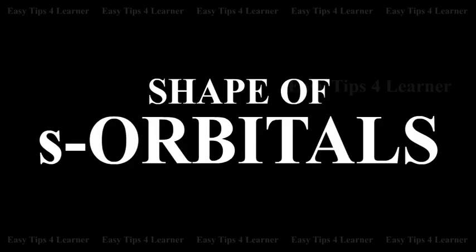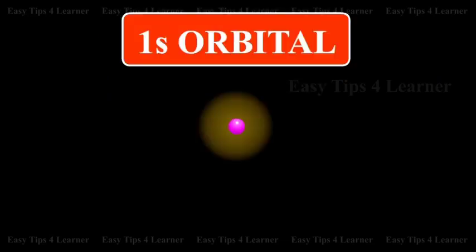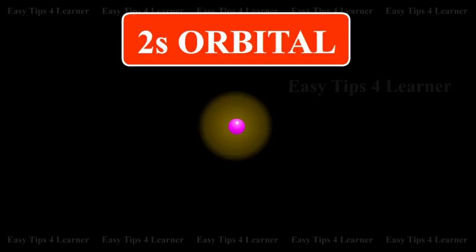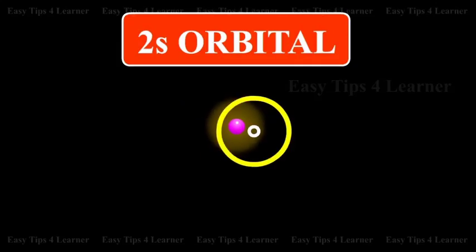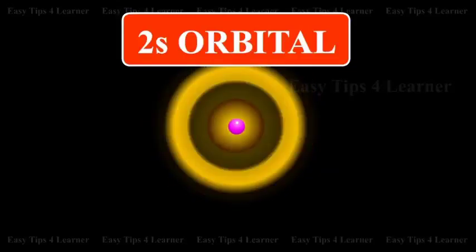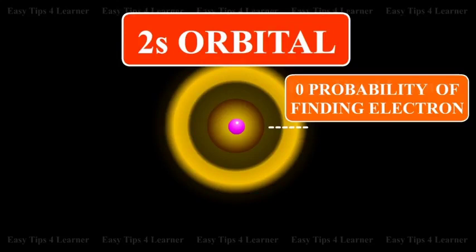Shape of s orbitals. It may be noted that for 1s orbital, the probability density is maximum at the nucleus and it decreases sharply as we move away from it. On the other hand, for 2s orbital, the probability density first decreases sharply to 0 and again starts increasing. After reaching a small maxima, it decreases again and approaches 0 as the value of r increases further.